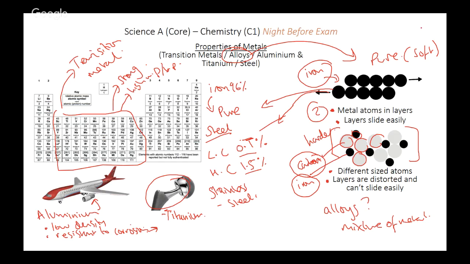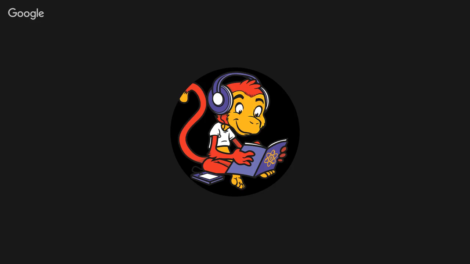I'll stress, whether it's C1 or C2, this question is so common. So if it's not in your C1 exam, I kind of expect it to come up in your C2 exam, this kind of shape of question on pure metals versus alloys.